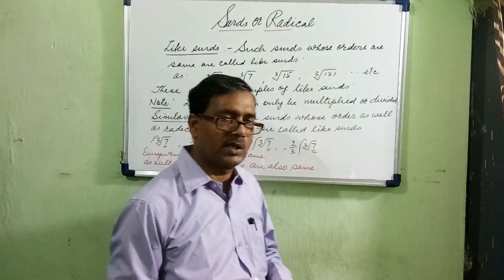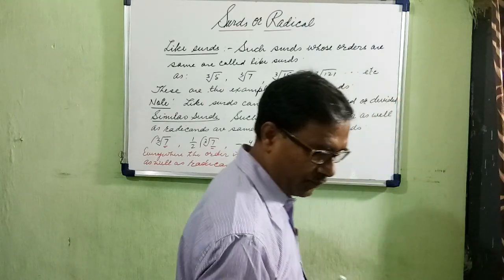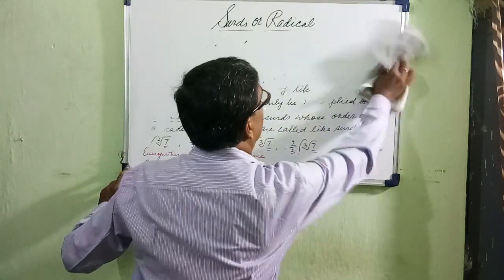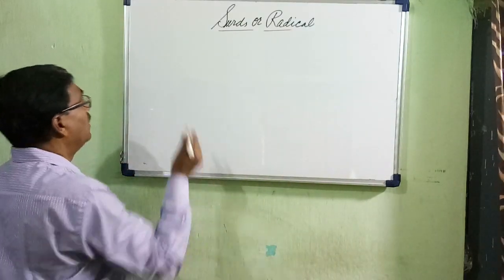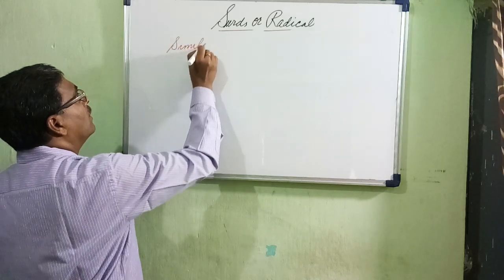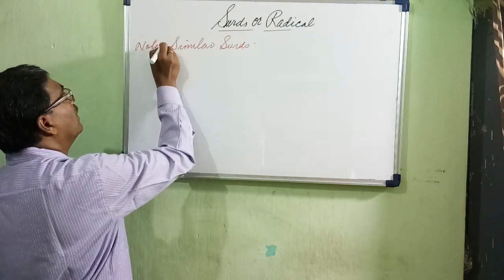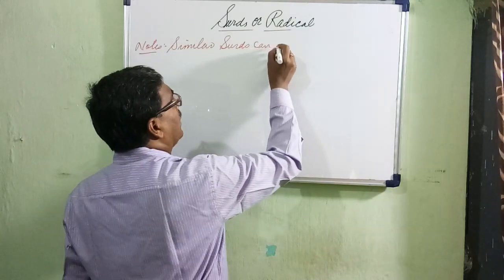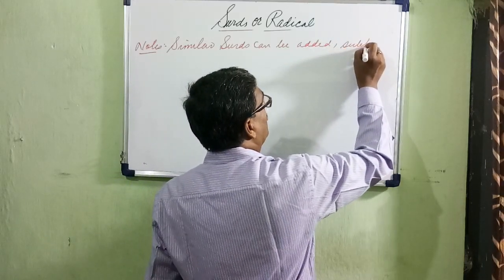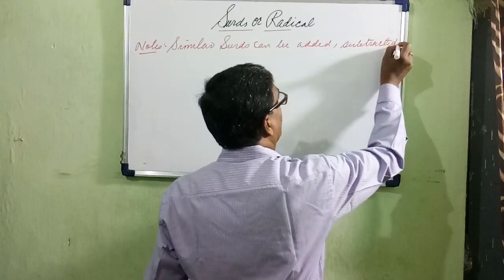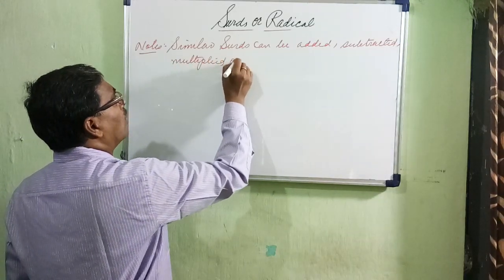And what is the feature of similar surds? Similar surds can be operated, either they can be added, subtracted, multiplied or divided.